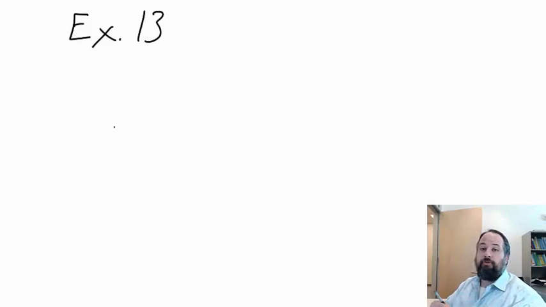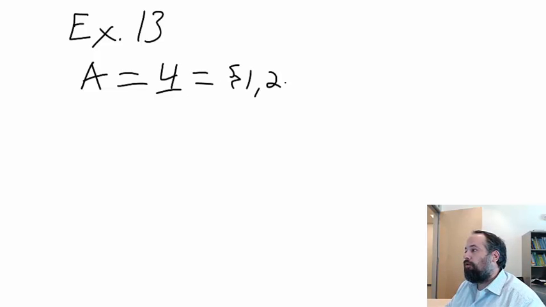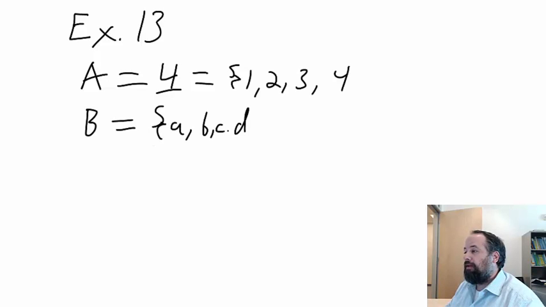Okay, so example 13 just takes what we just learned about these different definitions and runs through them using that still kind of confusing one-line notation. So let's break it down a little bit. For our example here, we're going to say that A is 4, which we should know is 1, 2, 3, 4. And we're going to say that B is A, B, C, and D. So these are the sets that we're going to work with.